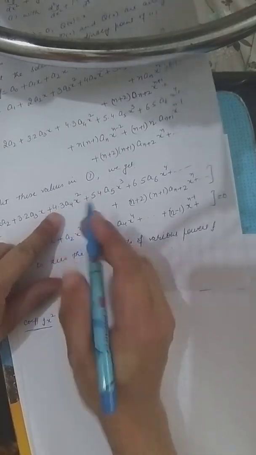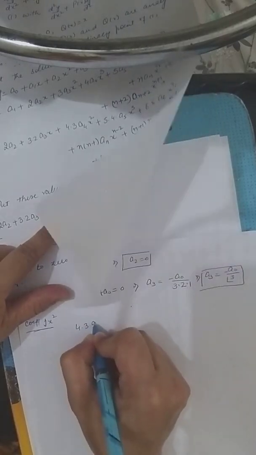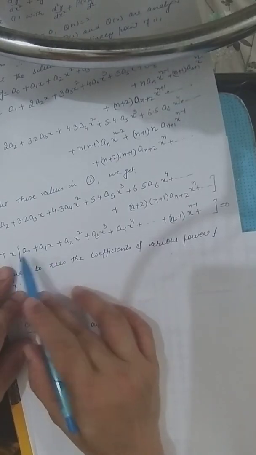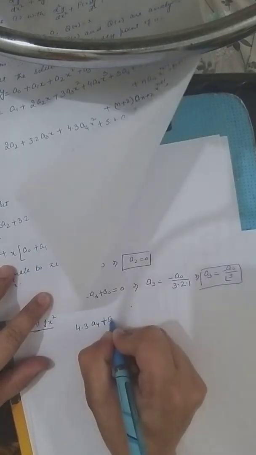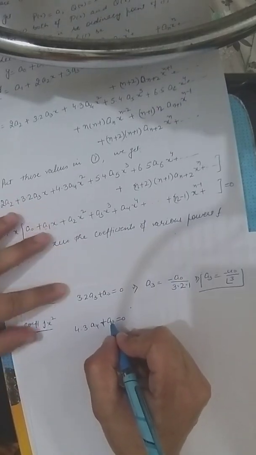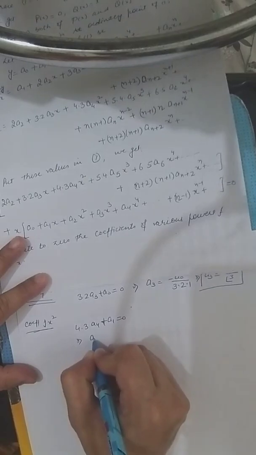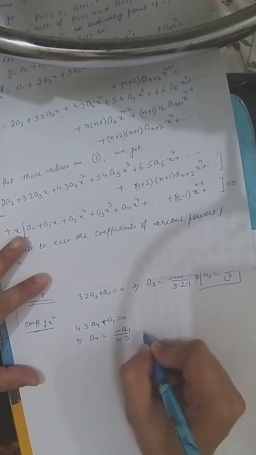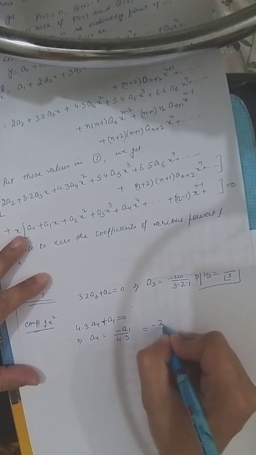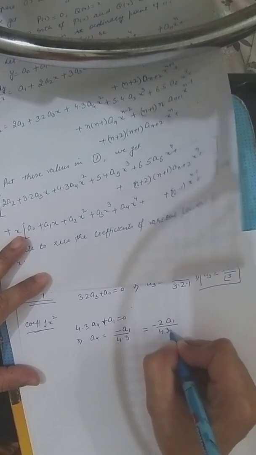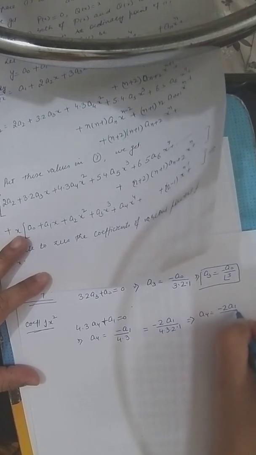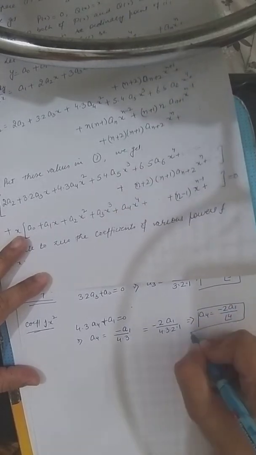Coefficient of x square. Here it is 4 into 3 a4, and when you multiply a1 x with x, you get a1 x square, that is plus a1 equal to 0. This implies that a4 is minus a1 over 4 into 3, or it can be written as minus 2a1 over 4, 3, 2, 1, that is a4 is minus 2a1 over 4 factorial.